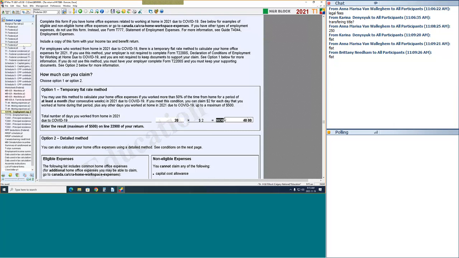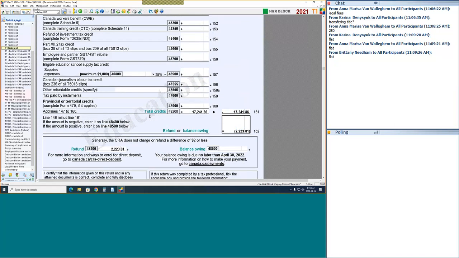All right, and let's see what the final result is. We have gone from him having a very, very small refund to having a much, much larger refund. Give me a green check mark if you have the same refund that I have, and give me a red X if you have a different one. All right, I've got two people. Three people.